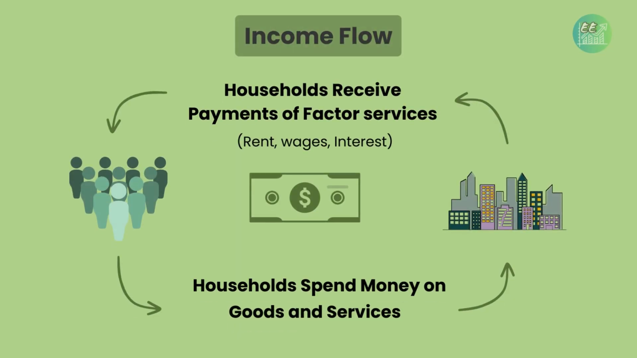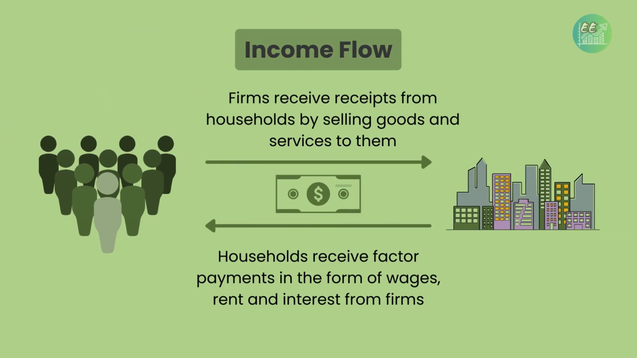Income flow. In income flow, money flows between the firms and households. Firms produce goods and services and take them to the market for sale. Households buy these goods and services by paying money. In this way, money flows from households to firms. Households offer their services for sale in the form of labor, land, and capital in the markets for factors of production. Firms hire these factors of production by paying wages, rent, and interest to households. In this way, money flows from firms to households.